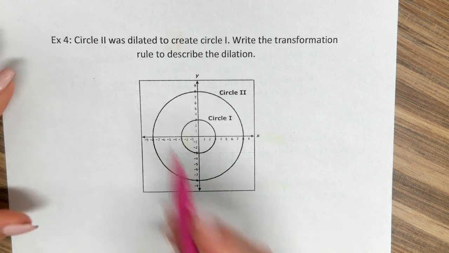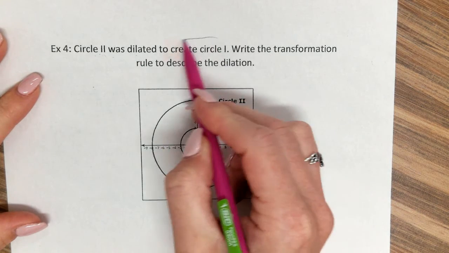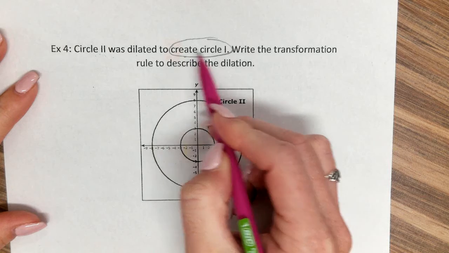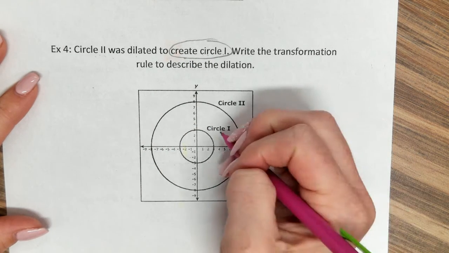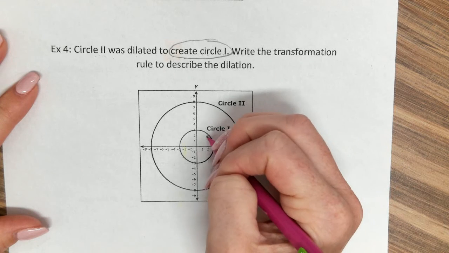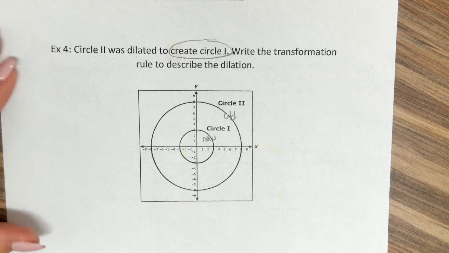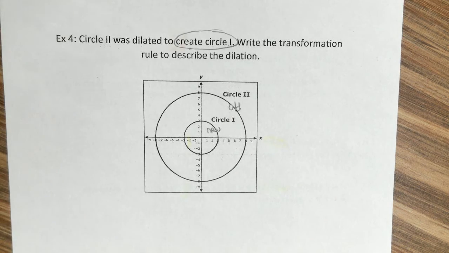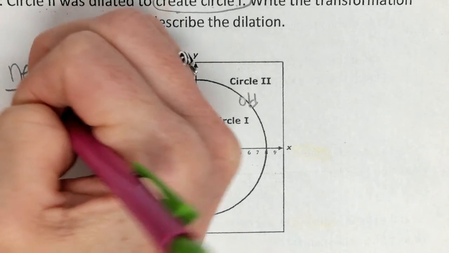Okay, stop. It says circle 2 was dilated to what? Create circle 1. So which one's the new circle? Circle 1 is this one's new, this one's old. Did everybody get that part correct? Now all you had to do was divide new divided by old.